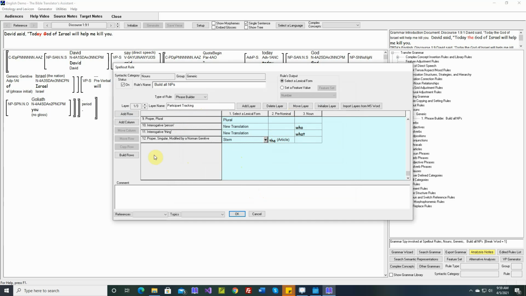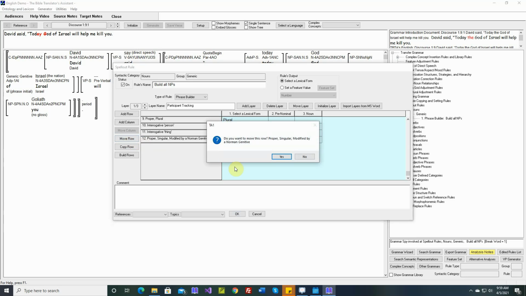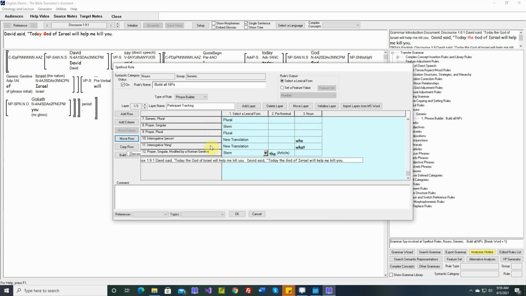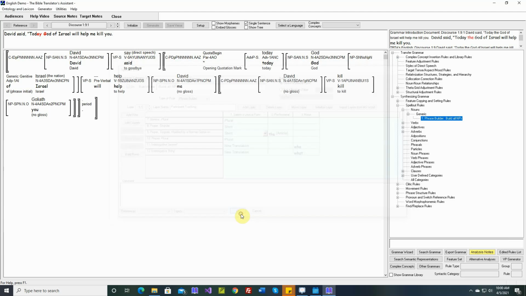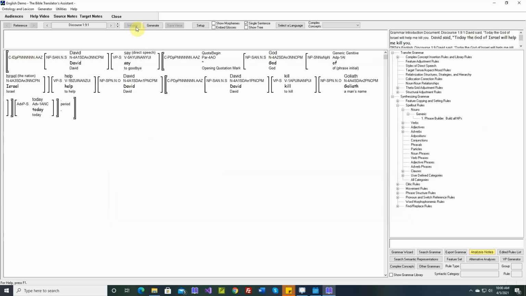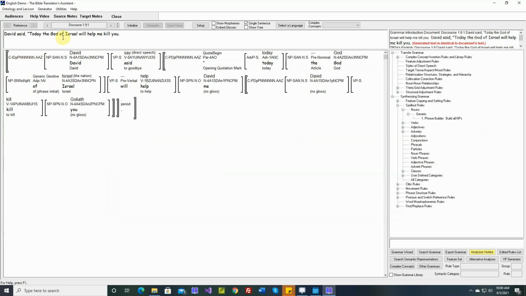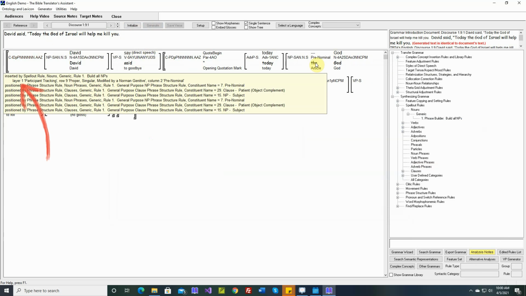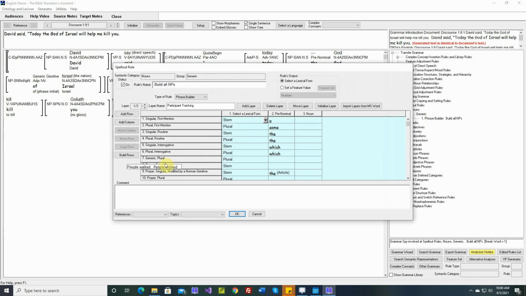So we want the stem. And let's move this. Let's keep it up by the other proper singular. So let's move it right there. Proper singular modified by a Norman genitive. And that will solve this problem. But I want to show you we can make it more generic. David said, "Today the God of Israel will help me kill you." And if we look here, layer 1, row 9, proper singular modified by a Norman genitive.